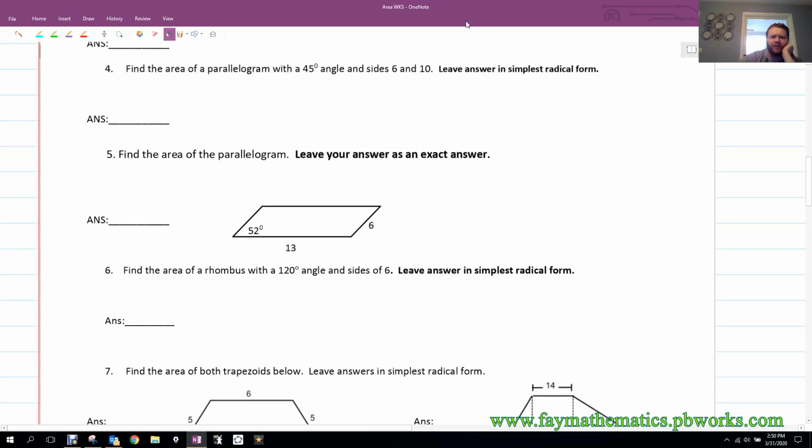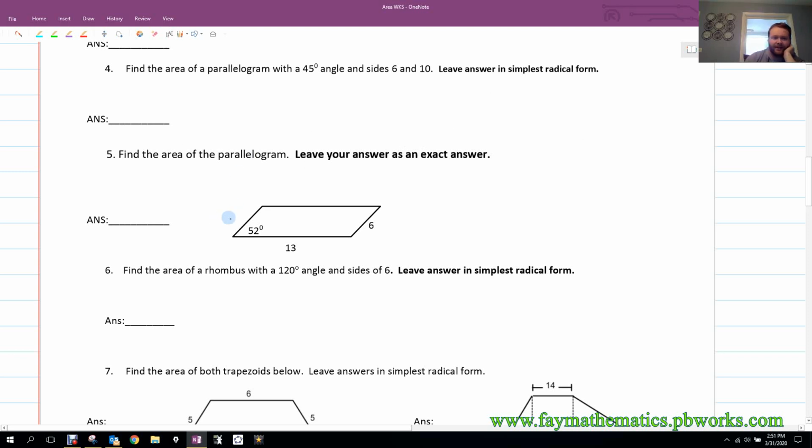Number 4, find the area of a parallelogram. There was one on the last page similar to that. I just want you to leave your answers in simplest radical form. On the last page it said you could, I believe, round to 2 decimal places. Here I'm asking you to leave an exact value, so you're not using decimals here.